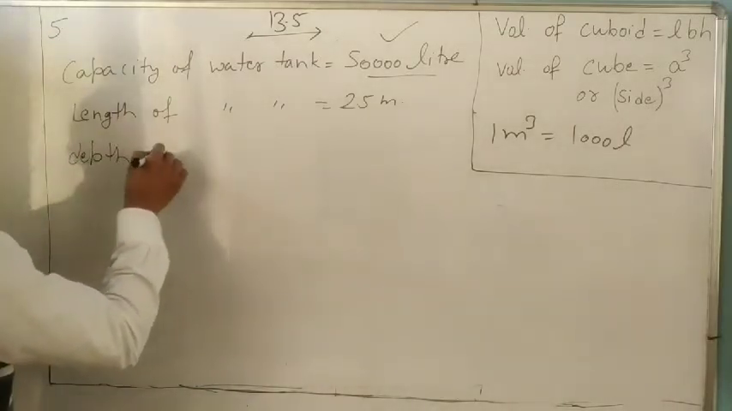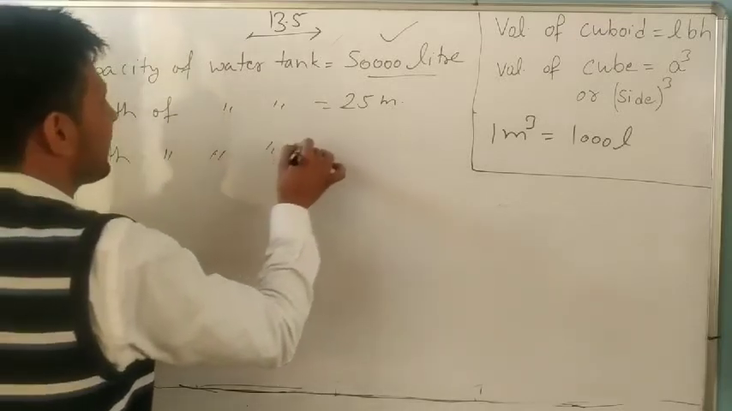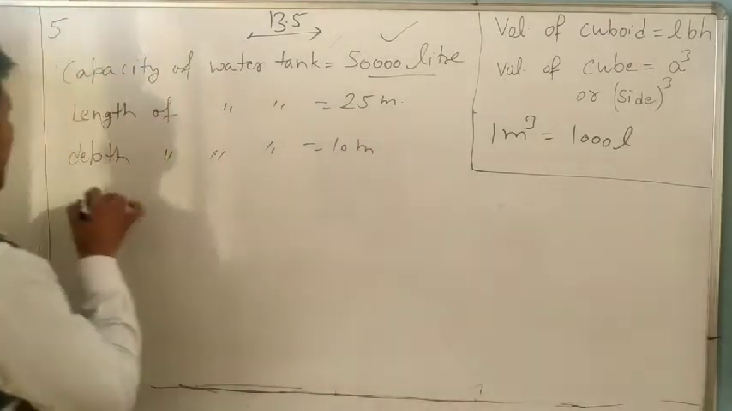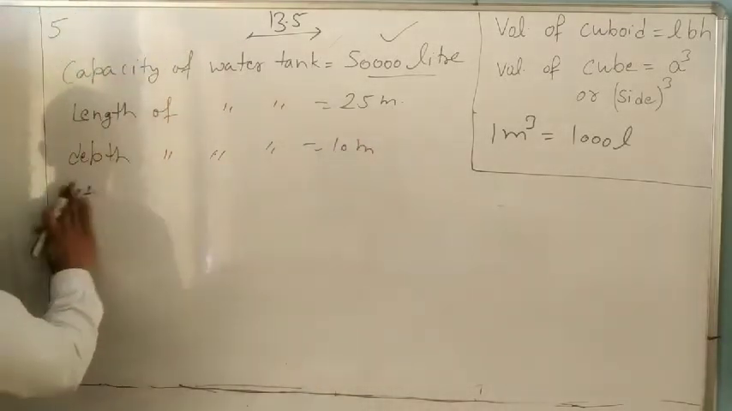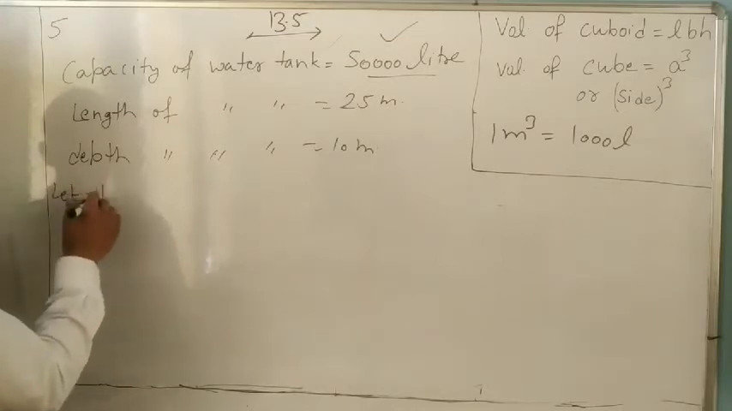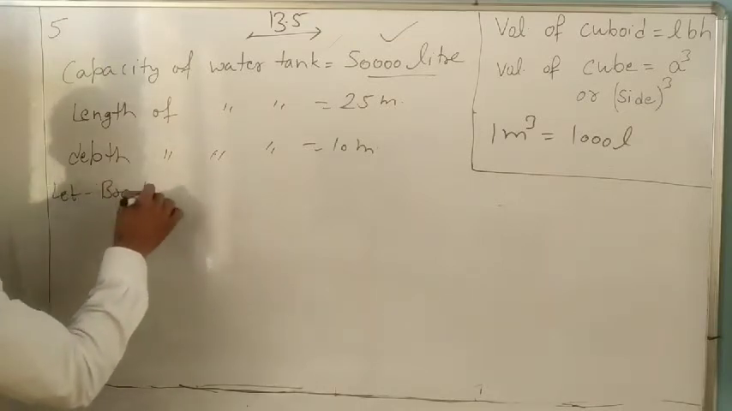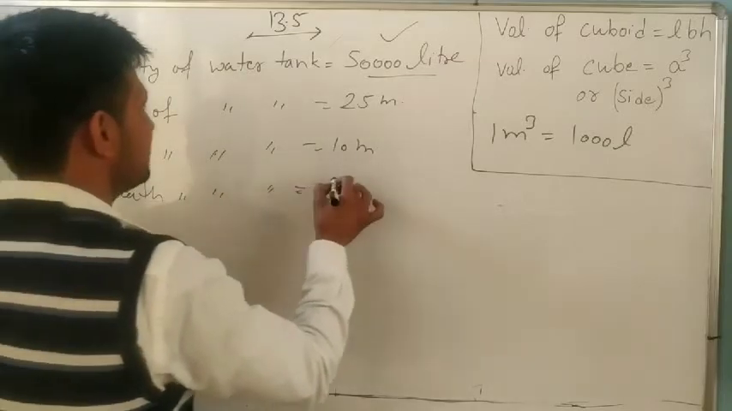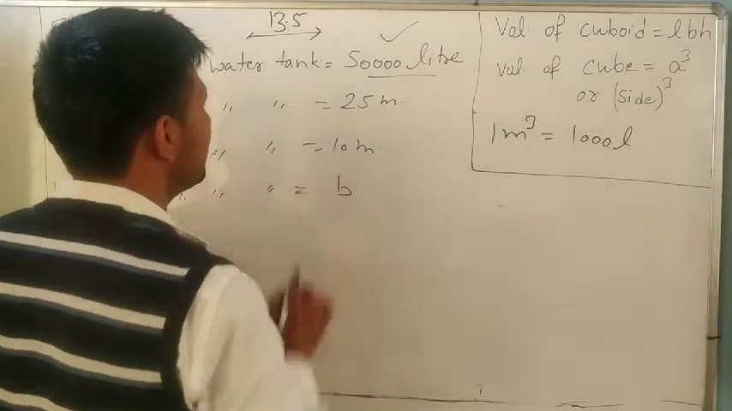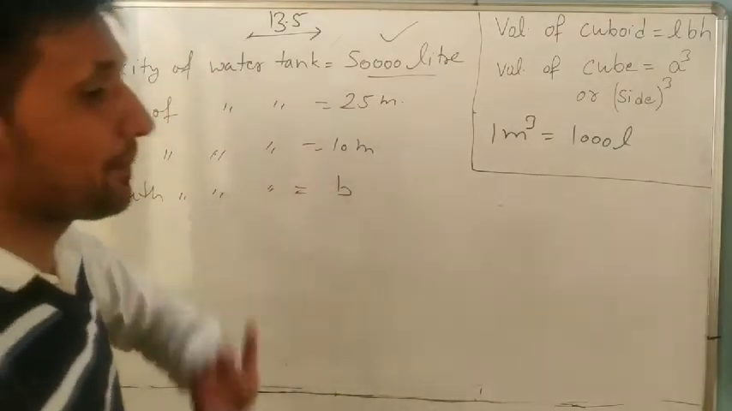Depth means height. The depth of the water tank is 10 meter. We have to find the breadth. Let the breadth of the water tank be B. So we have to find its breadth B.